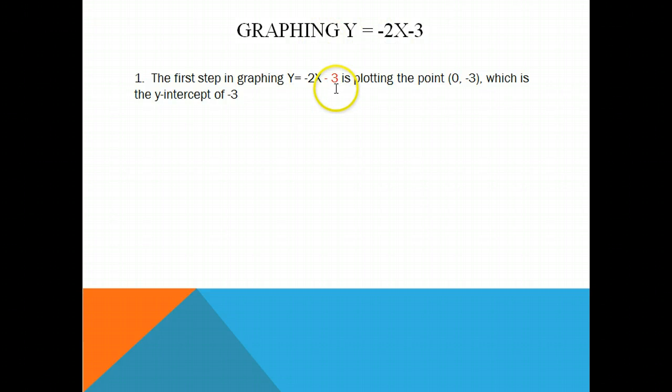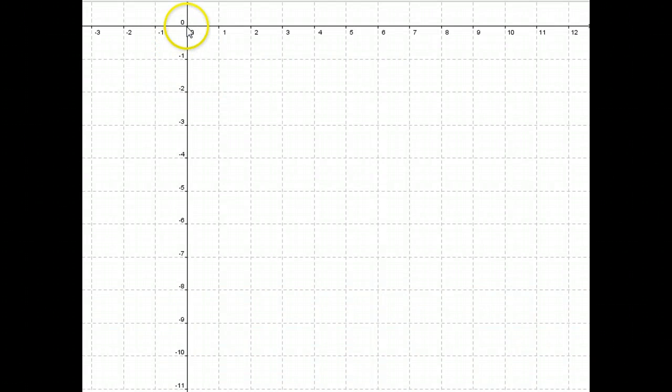Again, the first step in graphing this is by plotting the y-axis. The b, or the y-intercept here, is negative 3. So we will go to our graph and we'll put a dot on our negative 3. Okay, so from the origin, we're going to go on the y-axis to our negative 3, and we'll put a dot, a point on our 0, negative 3.